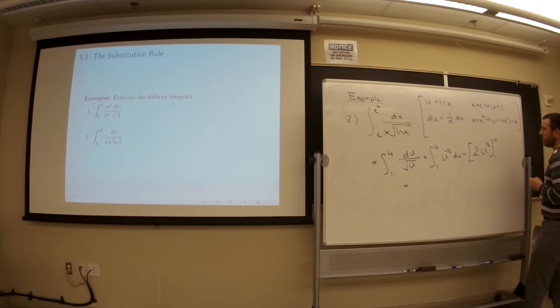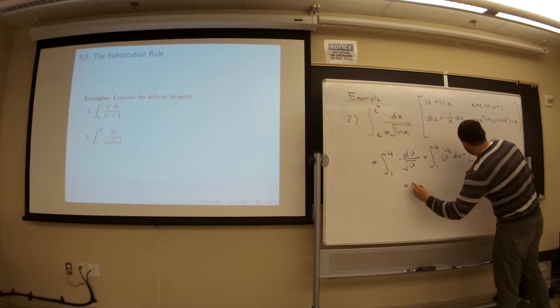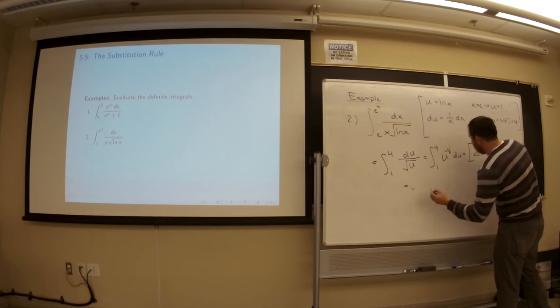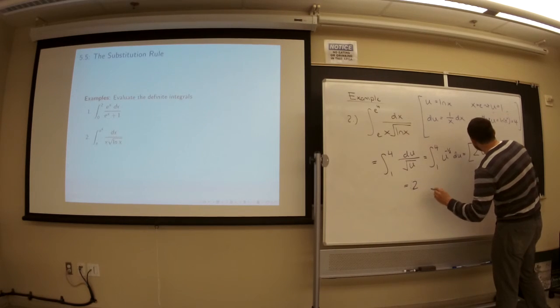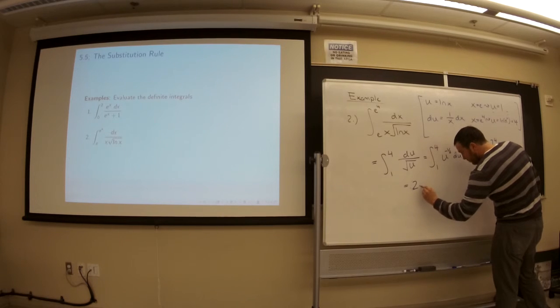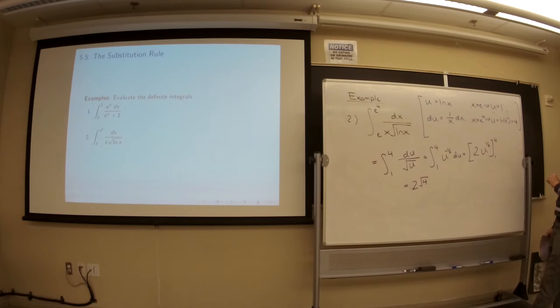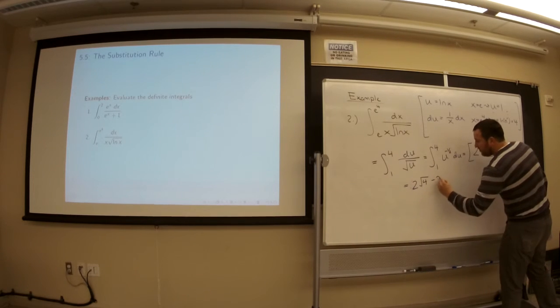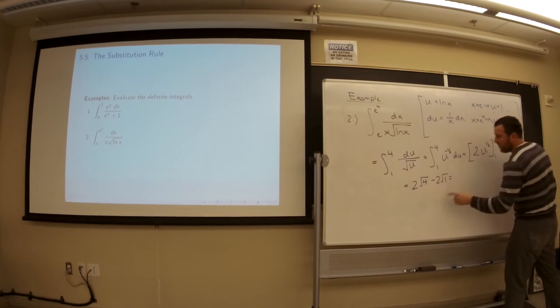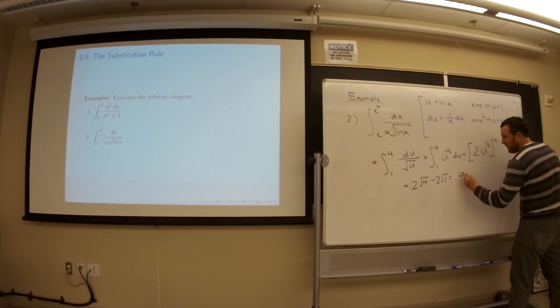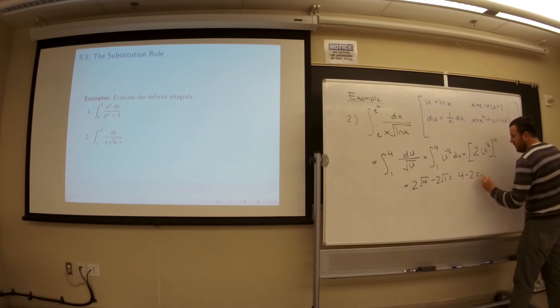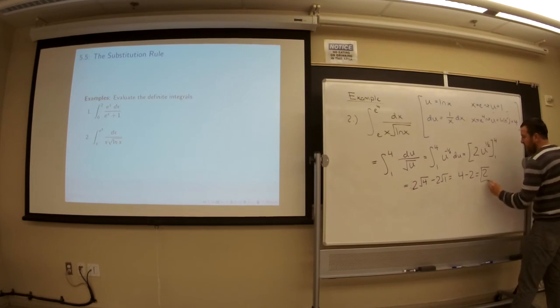So we'll end up with plugging in 4 first, so it'll be 2 square root of 4, or 4 to the half, and then minus 2 square root of 1, so it'll be 2 times 2, so 4 minus 2, and give us 2 in the end.